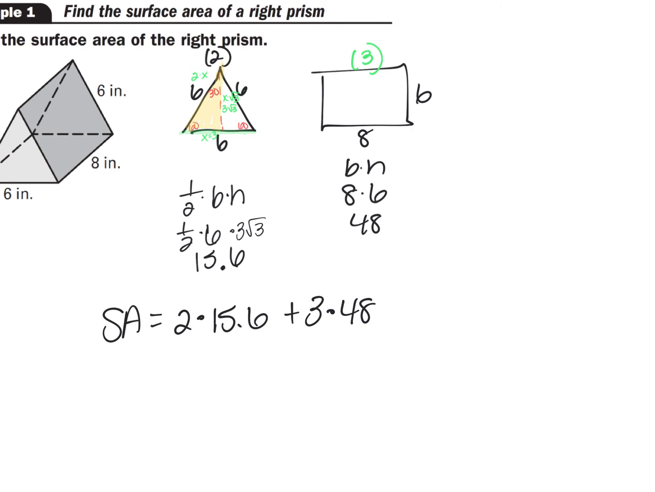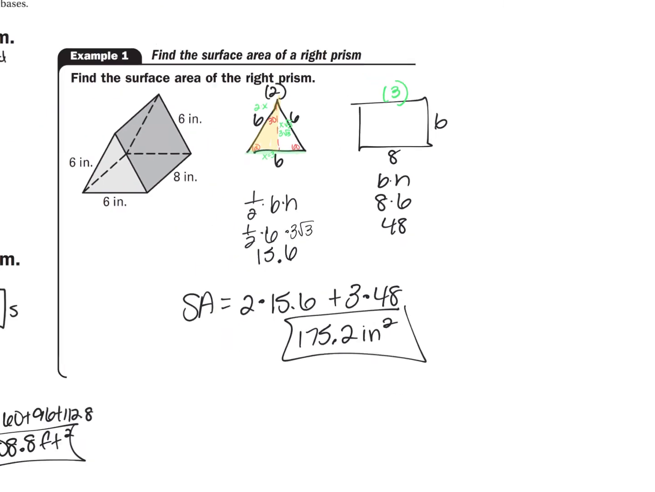And you get 175.2 inches squared. All right, so just know whenever you have some of these prisms, sometimes you're going to have to use the Pythagorean theorem. Sometimes you're going to have to use the 30-60, maybe 45-90s. So just be aware that sometimes it takes a little investigating to do these problems.